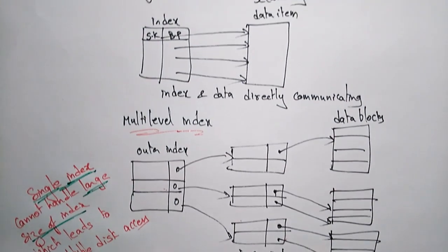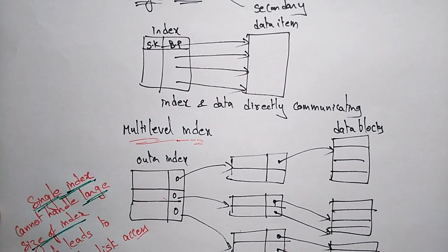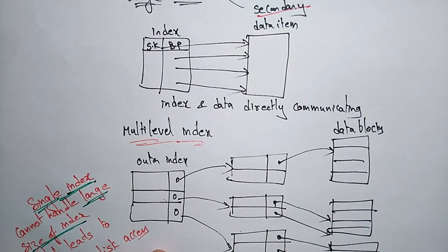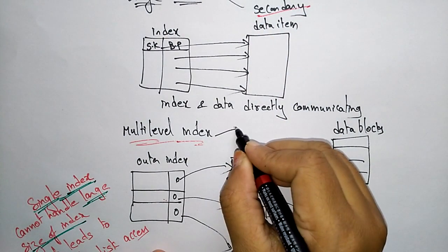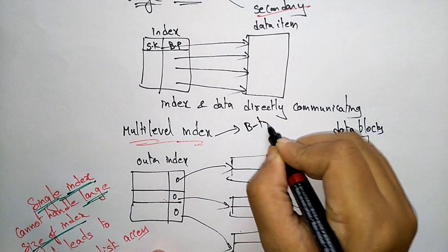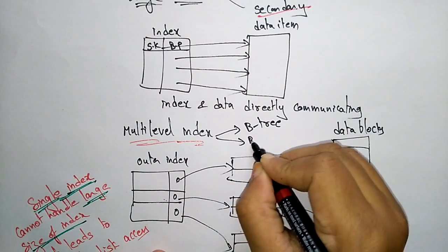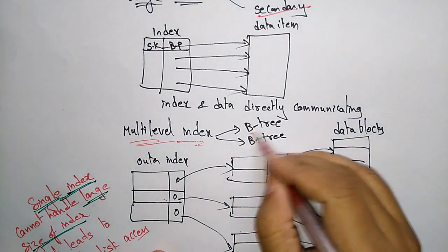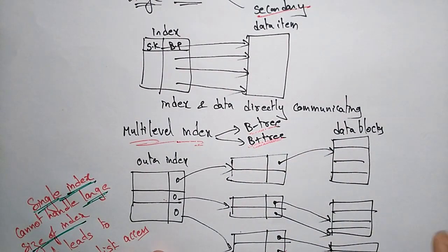So this is about different classifications of indexing: dense indexing and sparse indexing. Okay, single level index, multi-level index. Single level index is the primary, cluster and secondary, whereas multi-level means B tree, B plus tree. So these two searchings you call a multi-level index.